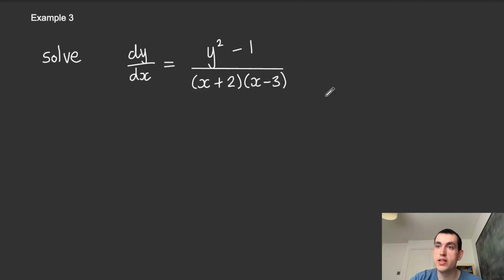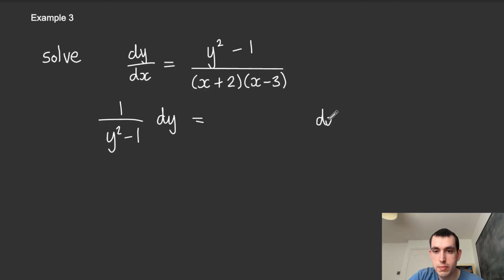We still need to separate the variables, so let's do that first. How are we going to get all the y's on one side? We're going to divide by y squared minus 1 up here to get 1 over y squared minus 1. I'm also going to, in the same step, feel free to do it in multiple steps if you need, also going to times by dx.